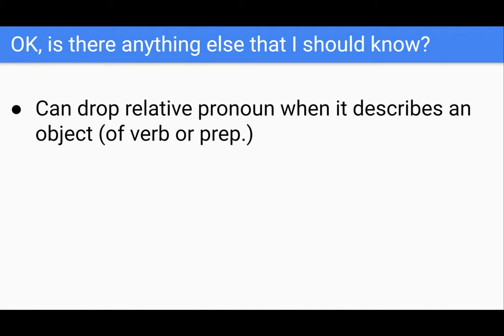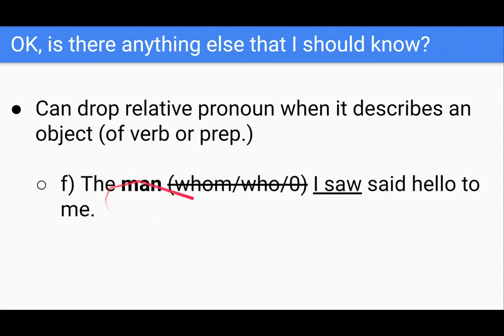Okay? And the other thing to keep in mind is we can drop the relative pronoun or delete it when it's after an object. So those earlier examples, it's very common in speech to drop these relative pronouns, the who, the whom, that, which. It's very common to delete these in speech and even in writing. And this happens when they're an object of a verb or preposition. So here, example F, the man whom I saw said hello to me. Or the man who I saw said hello to me. The man and zero. This zero means nothing. The man I saw said hello to me. Okay, so it's very common to just drop those and have nothing there.